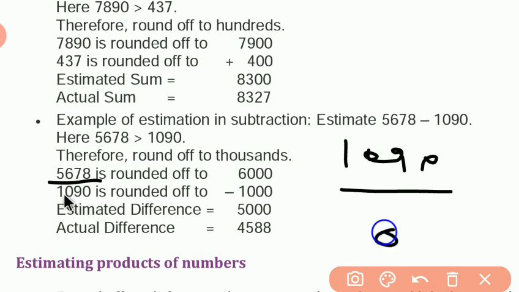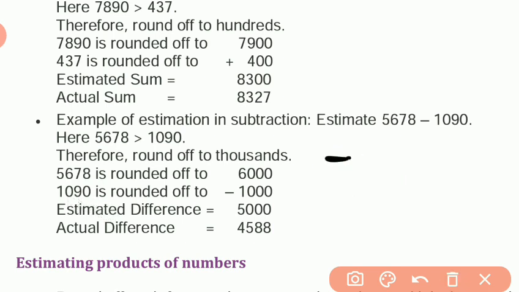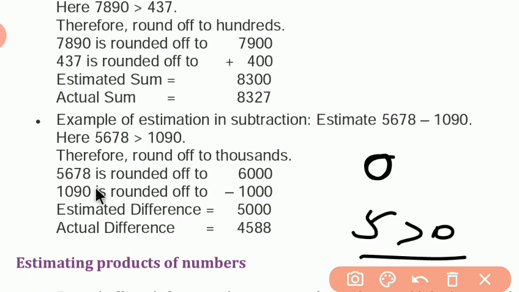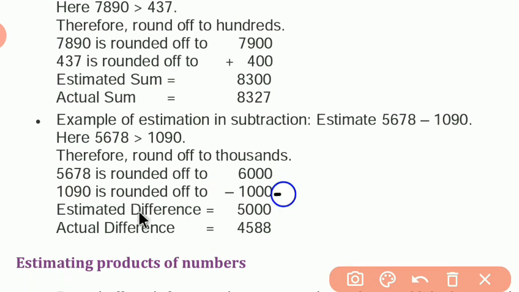Again, first we will replace the last three digits by 000. So 1, 2, 3. And which number do we have to see? It's the 100 place. At the 100 place here it is given 0. It means it is less than 5. So we have to write 1 as it is. So 1000 is nearest to 1090.